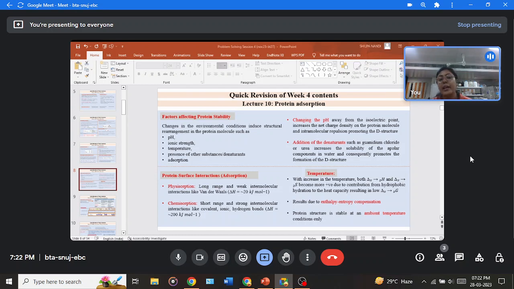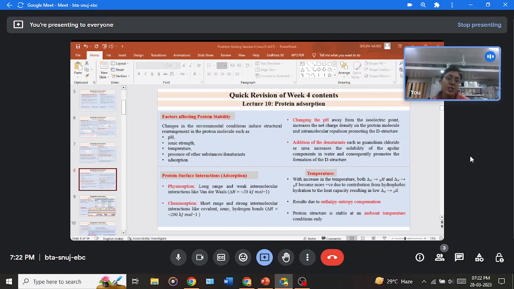Whereas if you add any denaturant such as guanidinium chloride or urea, it basically increases the solubility of the apolar components in water and consequently promotes the formation of the D structure. So if we talk about the protein surface interaction, that is adsorption, there are basically two types of this interaction. One is physisorption and another is chemisorption. Physisorption is long range and weak intermolecular interaction like van der Waals interactions, whereas chemisorption includes short range and strong intermolecular interaction like covalent, ionic, and hydrogen bonds.